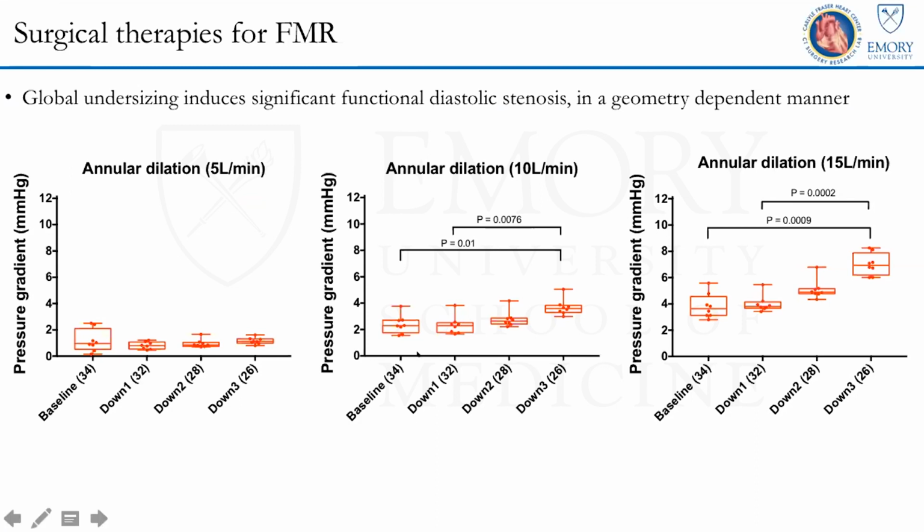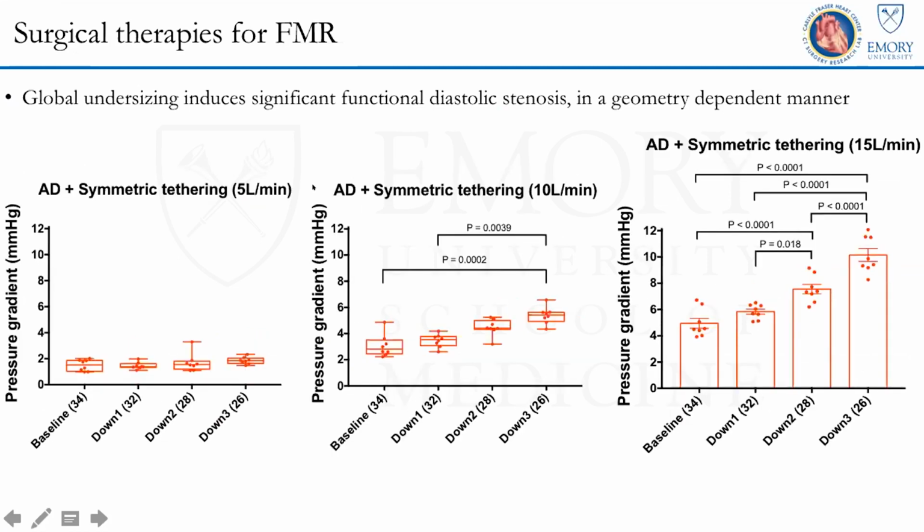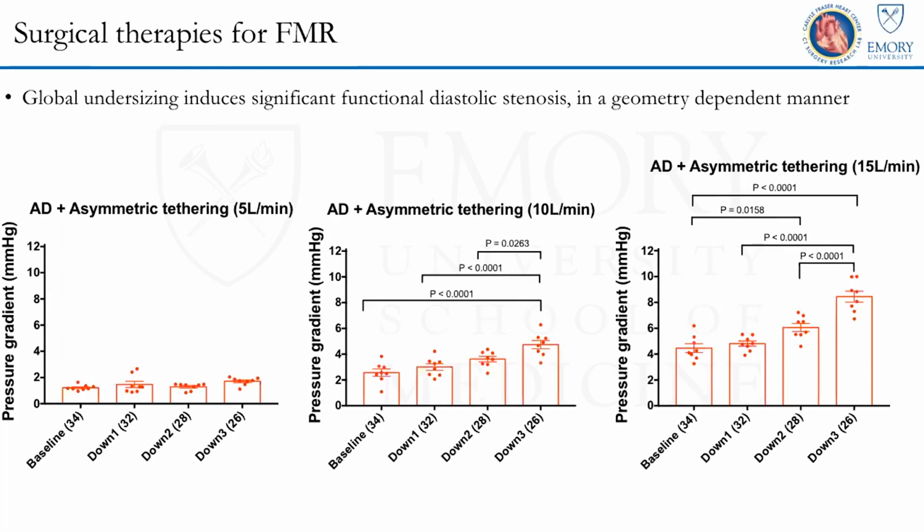of FMR. When we induced FMR by just creating very severe annular dilation, what we saw was that there was a significant rise in the pressure gradient across the valve only at very high amounts of downsizing, which is at about 26. When you had symmetric tethering like in dilated cardiomyopathy with annular dilation, what we see is that the tethering of the valve leaflets is such that you would get a significant rise in the gradient across the valve at a much lower downsizing at about size 28. And that persisted in patients who had a type 3B type of asymmetric tethering as well.